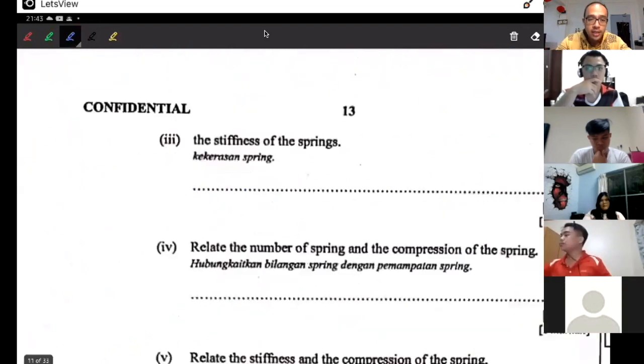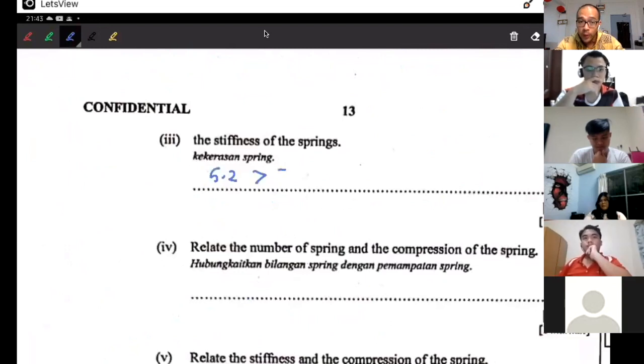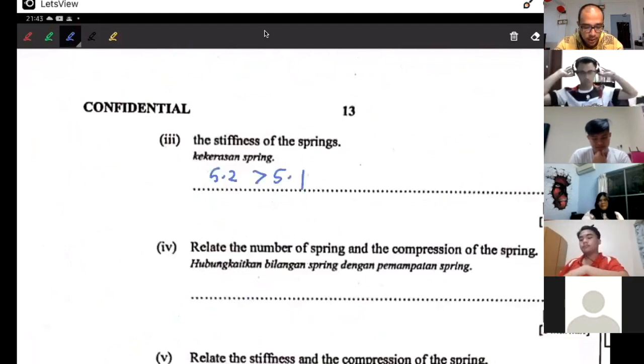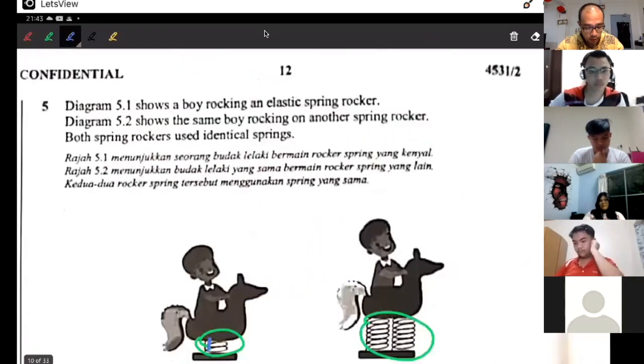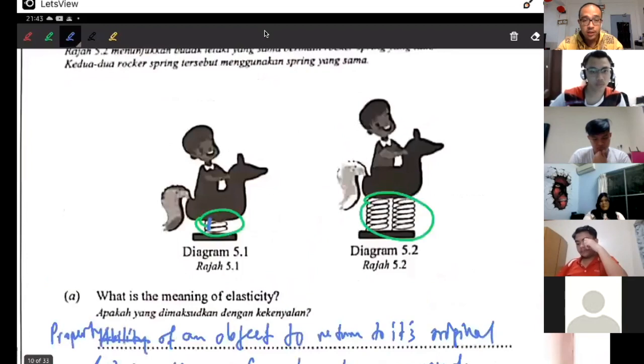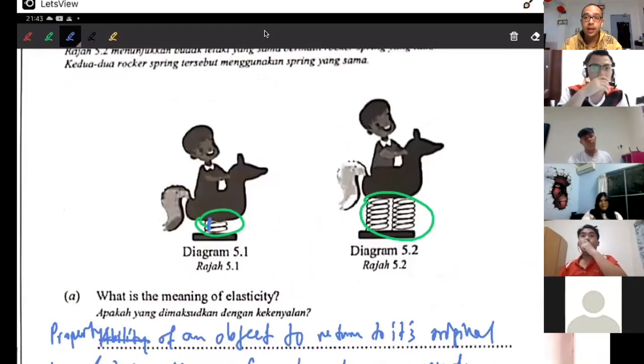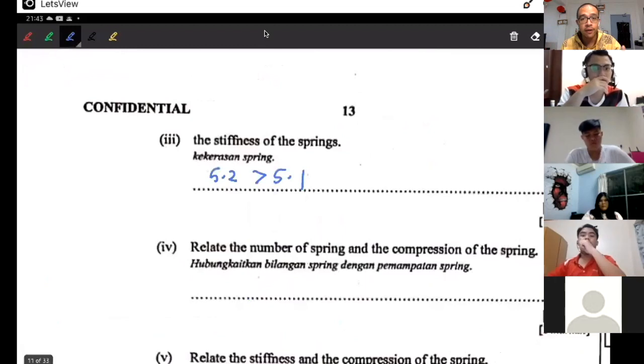Come on. Stiffness of the springs. Okay, so the stiffness of the springs will obviously be 5.2 is more stiff than 5.1 lah. Okay, because, hold on, let me just check something. Yeah. Okay, yeah. So the stiffness of the spring, 5.2 because there's 2 springs in there, so dia lebih stiff lah, and dia kurang compress. Okay, so the stiffness akan menjadi lebih tinggi and 5.2.